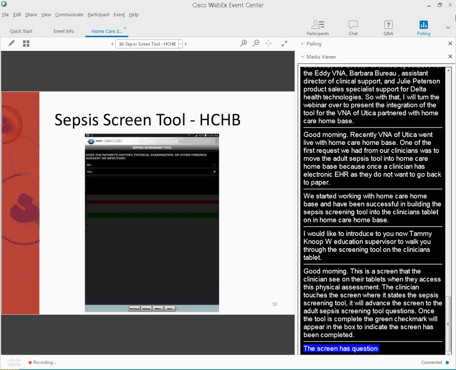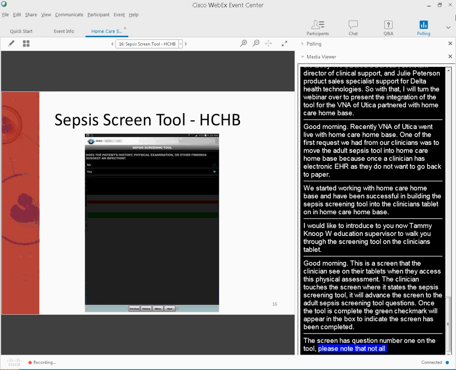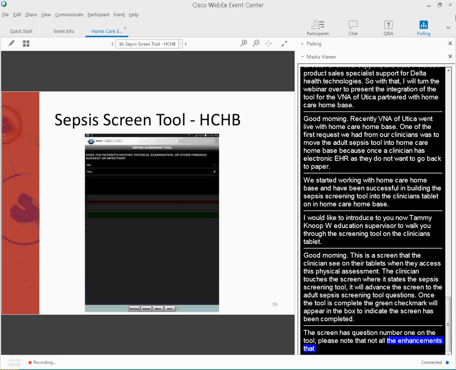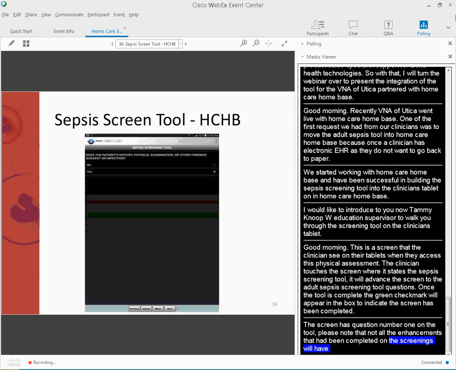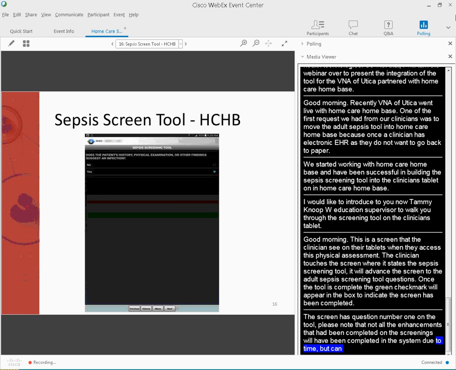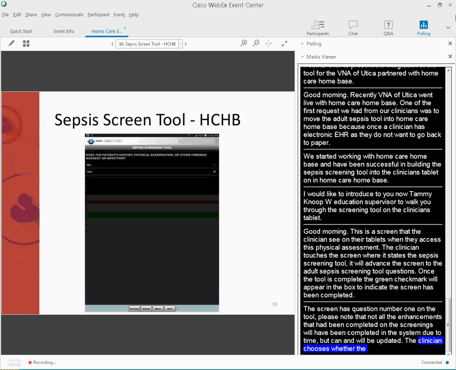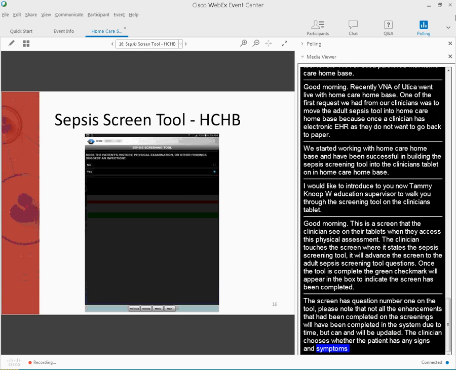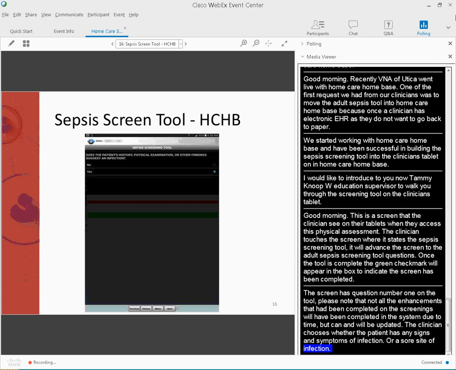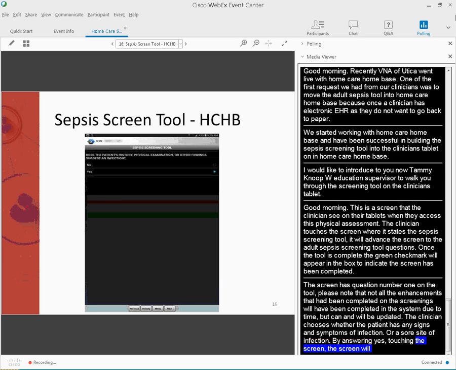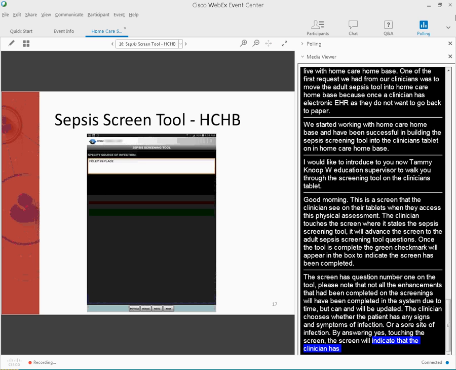Next slide. This screen mirrors question number 1 on the sepsis screen tool. Please note that not all the enhancements that have been completed on the screen tool have been completed in the system due to time, but can and will be updated. The clinician chooses whether the patient has any signs and symptoms of infection or a source site of infection. By answering yes, touching the screen will indicate that the clinician has chosen yes and then advance to the next screen. Next slide.